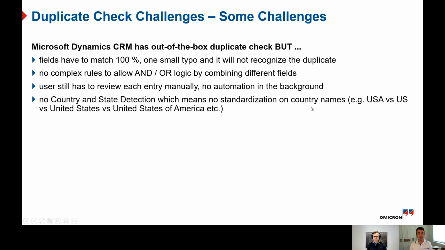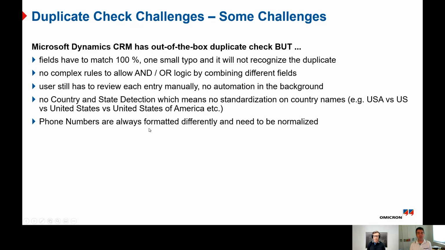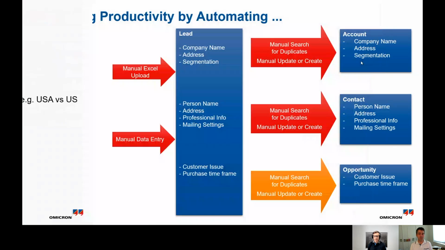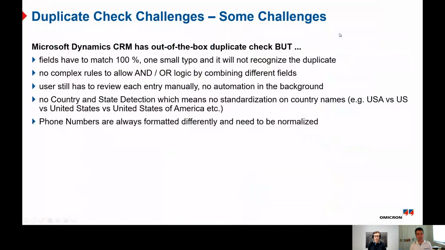But even very simple things already made a challenge in the default solution. For instance, when you get data from various sources, the country may be spelled differently in every source. And so you need country and state detection, and all those things were not a part of the Microsoft solution. Phone numbers are sometimes formatted differently, and they need to be normalized. So there's a lot of standardization and normalization of the data required before you can even do a smart duplicate detection. And that's where I think snapADDY has helped us significantly.